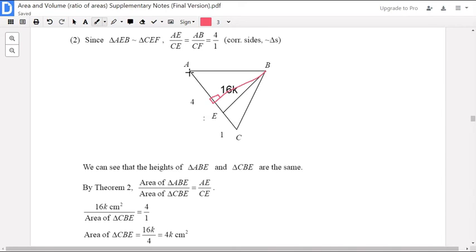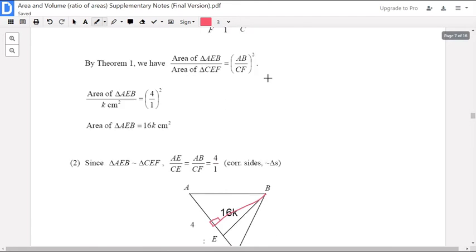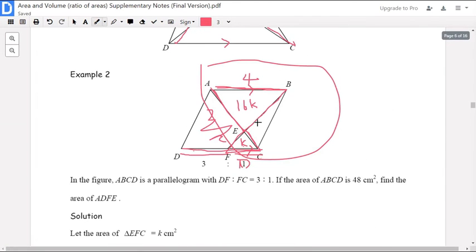Therefore, the ratio of the area of triangle ABE to that of CBE must be the ratio of their bases, 4 to 1. Substitute the values. 16K divided by the area of triangle CBE will be 4 to 1. No square here. Be careful. Cross multiplying, we know that the area of CBE will be 4K. So go back to our figure. This one will be 4K.